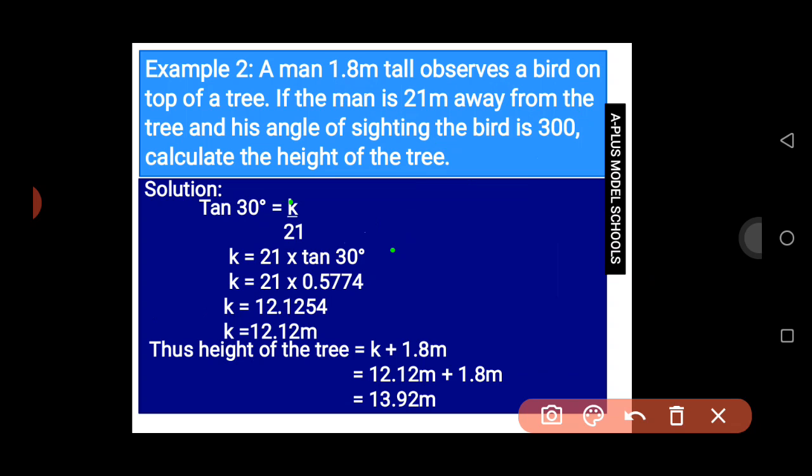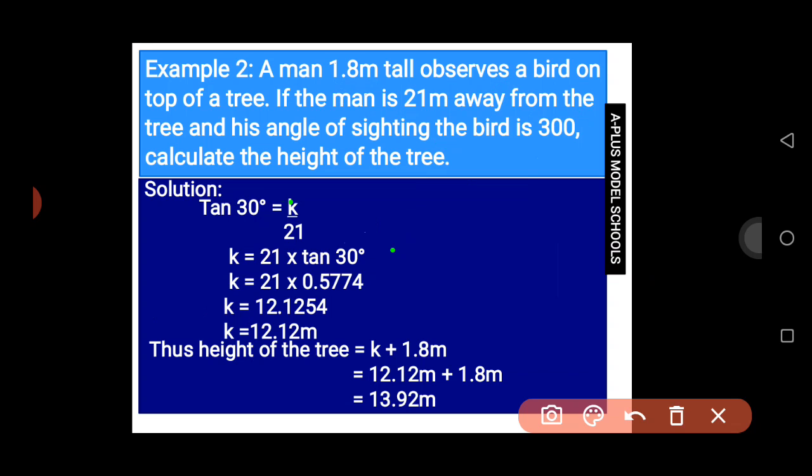Then multiply it by 21. That will give you 12.1254 degrees. Now approximate this to the nearest hundredths. So it means you leave two numbers at the back of the point. So that will give you 12.12 meters.